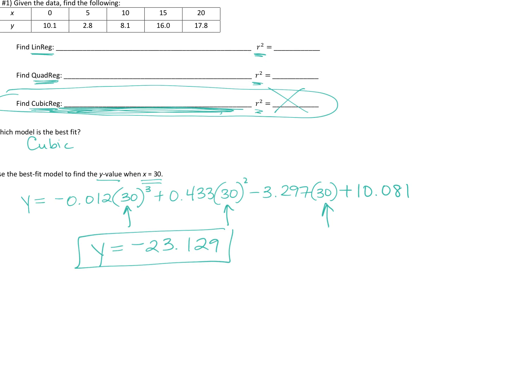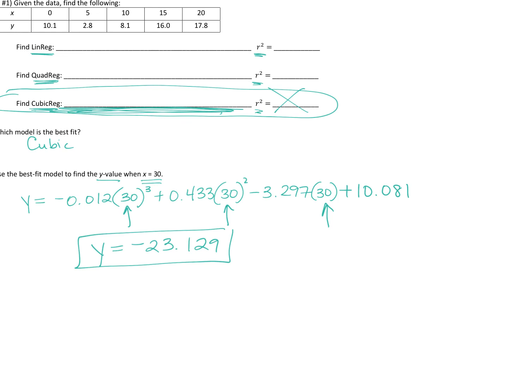Did anyone not have the r squared showing up? Nice. If ever your r squared goes away, it's probably because your diagnostics got turned off somehow. So if you reset your calculator because things aren't working, make sure you turn your diagnostics back on. That's what brings your R2, your r squared, back. Questions on that?